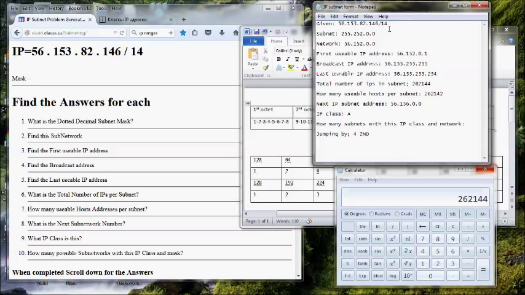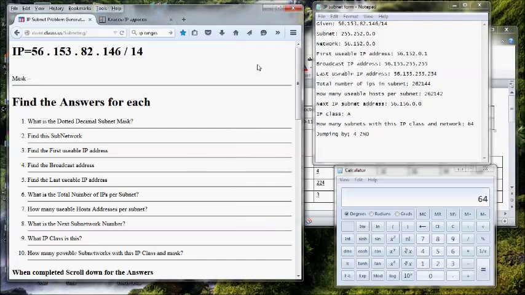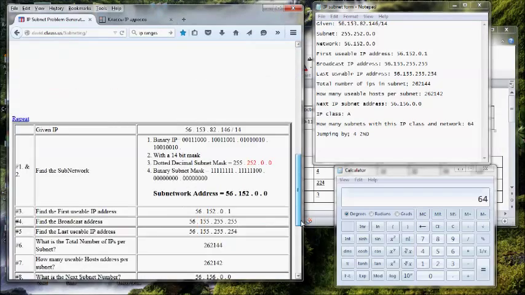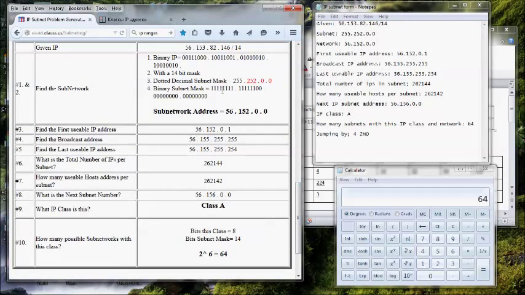And for how many subnets with this IP class and network, what we do is we look at how many bits have been borrowed. Now this is a class A, and class A in a classful way is an 8-bit class, so they've borrowed 6 bits. So we do 2 to the 6th power, and that tells us how many subnets within this mask and network. So we've got 64 subnets. So that's all of our calculations. Let's scroll down and see what we got.